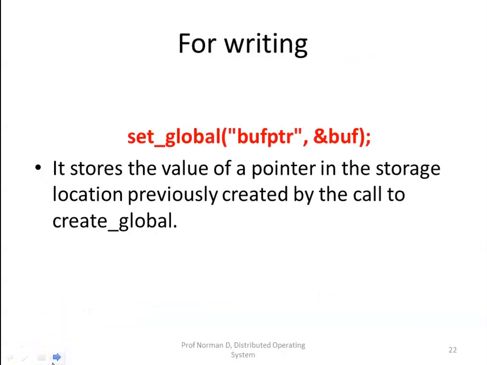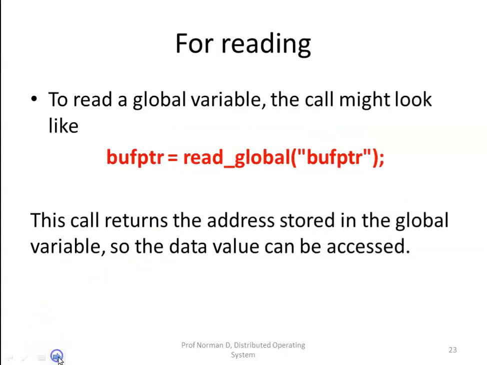For writing and reading, we require two calls to access the global variables. For writing, we have this particular function, set global. It stores the value of a pointer in the storage location previously created by the call to create global. Whereas for reading, the call will look something like this. This call will return the address that is stored in the global variable so that the data value can be accessed.